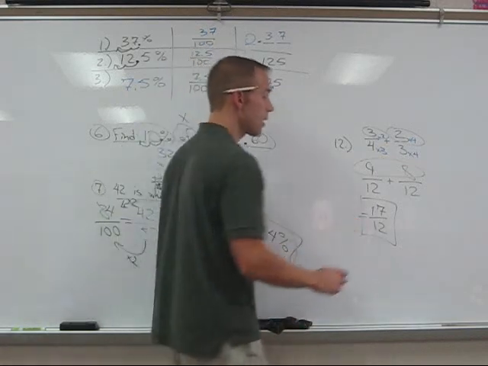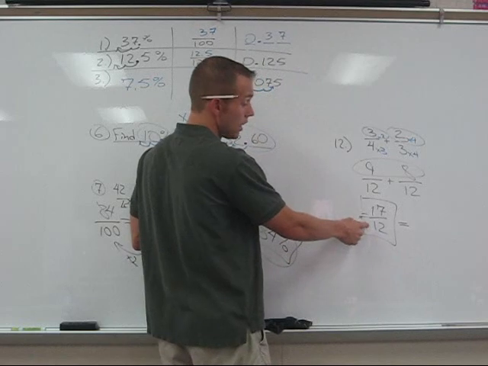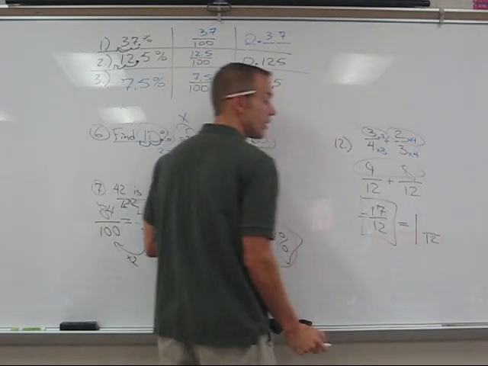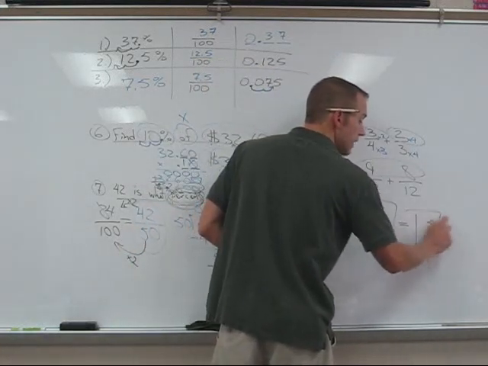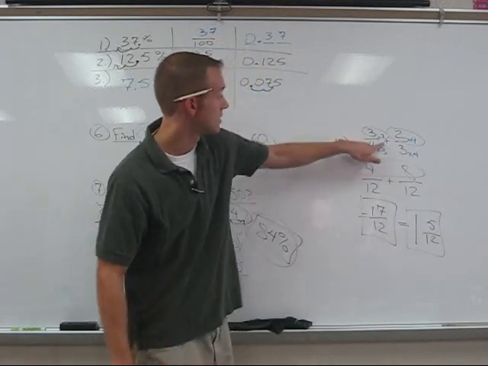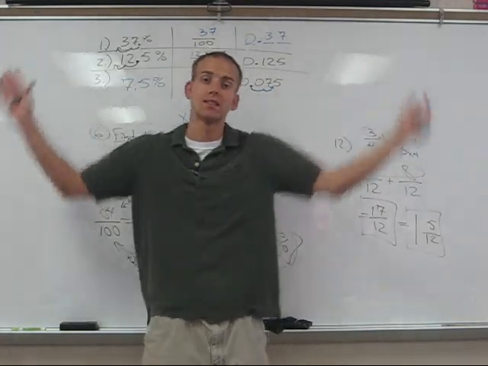But since it's improper, I must ask how many times this denominator, because it's a division problem here, goes into the numerator. It goes in one whole time, and I ask, well, how many 12s will be left over? Well, if I took 12 away from this 17, I would have 5 of those 12s left over. I just want to point out one more thing. If this had been a subtraction problem, I simply would have subtracted 8 from 9. It's the same thing. Okay?